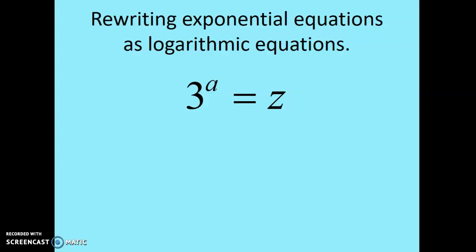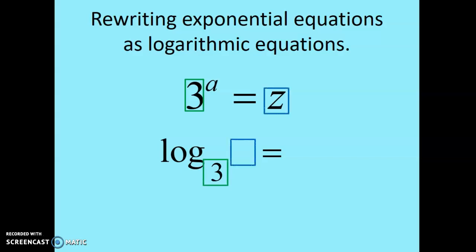So the first, what you do for these is you're taking pieces. So you have log, your base is the base in your exponential equation. The answer to the equation, z in this case, is the of part for your equation, and the answer for your log base 3 of z is the exponent, a. So that's where all the stuff goes. So this becomes your equation. Log base 3 of z is equal to a.